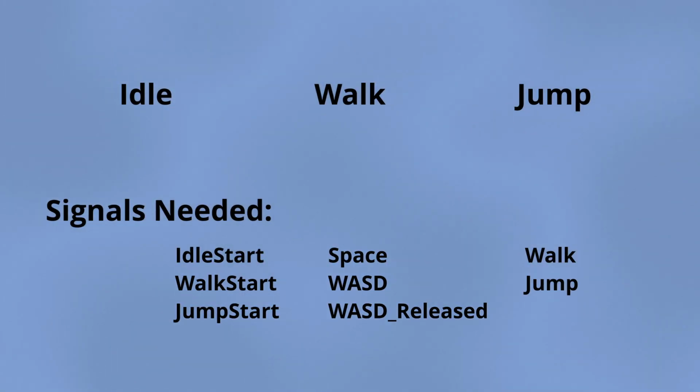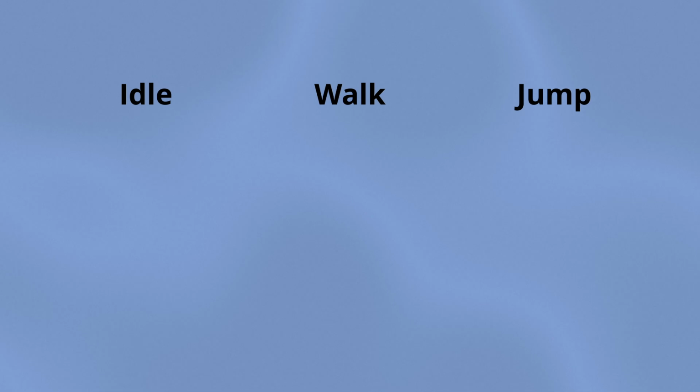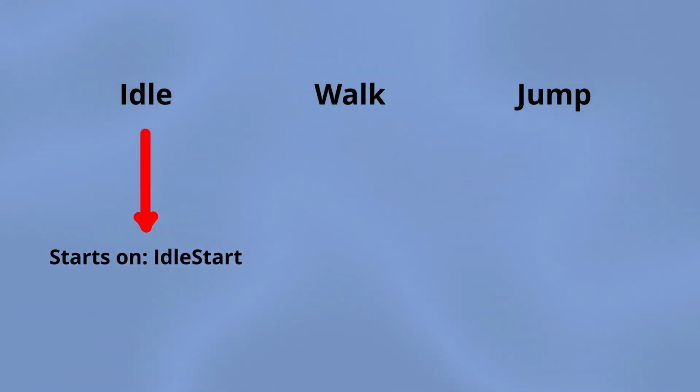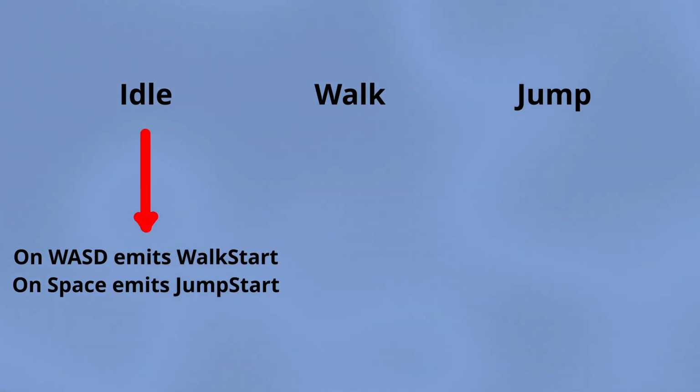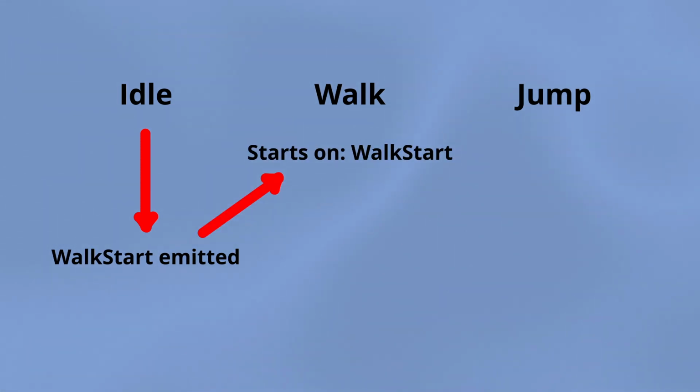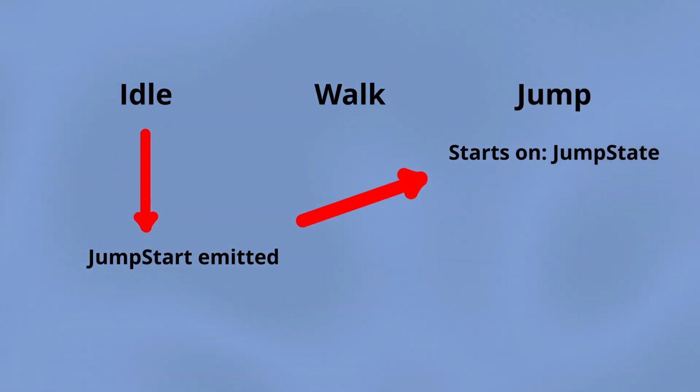We also need walk and jump signals to make the player do what it's supposed to do. And we also need the is on floor signal to inform the system when to switch from jump state to idle state. The idle state starts on idle start signal and it emits walk start and jump start signals if WASD and space signals are emitted. The emitting of walk start and jump start will cause the state manager to switch to walk and jump states, because these are the signals the walk and the jump states are listening to.